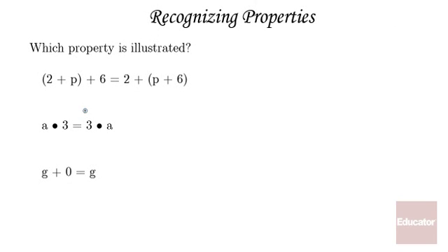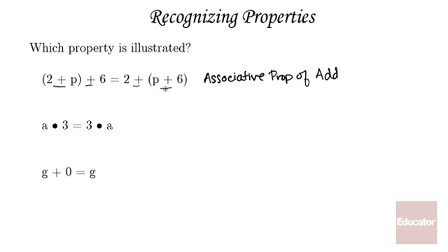Let's see if we can recognize some properties. Which property is illustrated? So I have 2 plus p grouped together, then plus 6. And over here I have p plus 6 grouped together, and then you would add 2. But the order is the same, 2, p, 6, 2, p, 6. What's different here is the grouping. First 2 plus p was grouped, then p plus 6 was grouped. So this is the associative, be careful with your spelling, associative property of addition. And you can abbreviate property and addition. And it's addition clearly here.